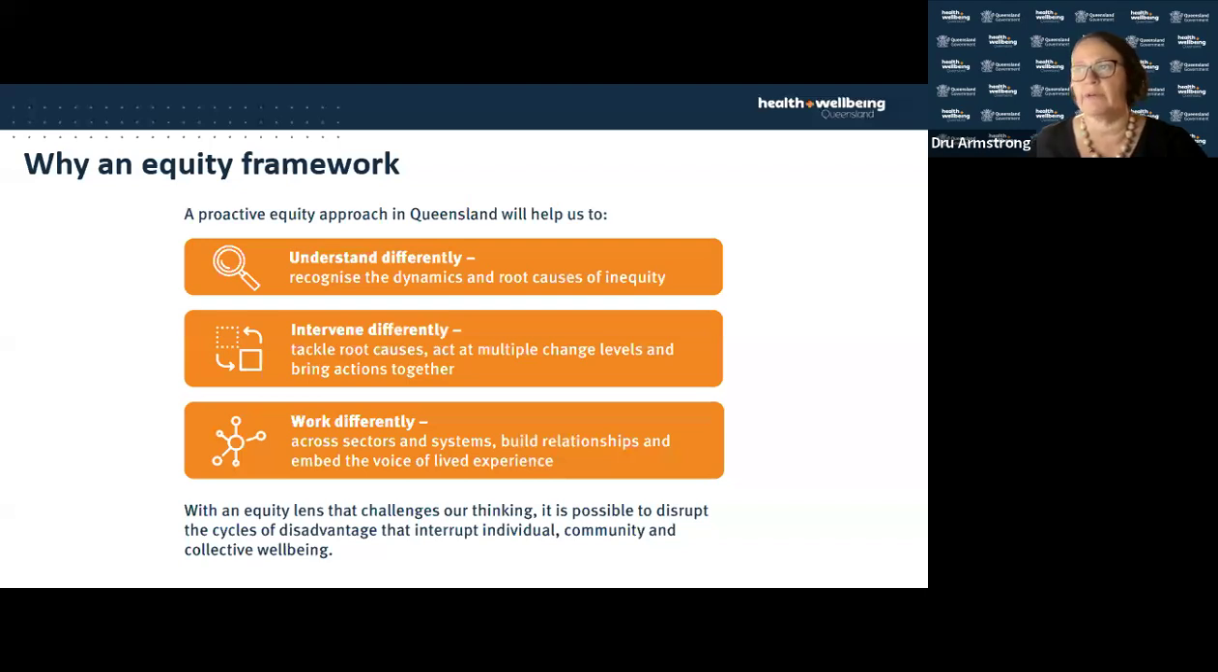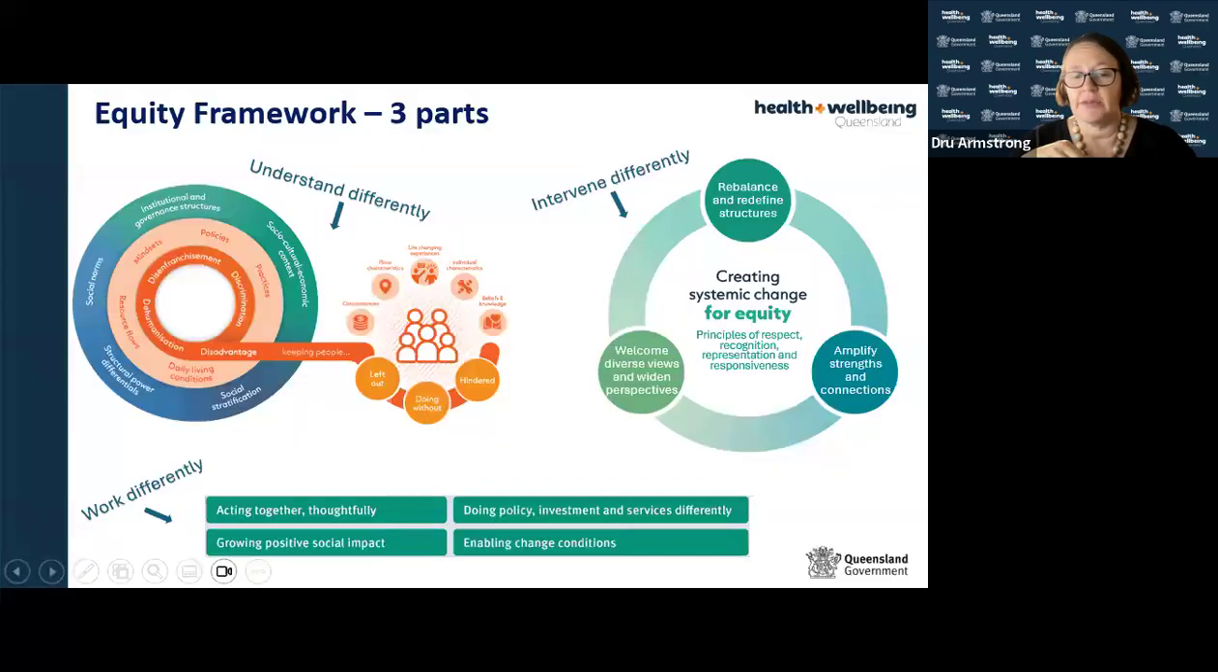And part 3 of the framework tried to get down to a bit more of that pragmatic level. Under these, there's more suggestions, but a lot of work needs to be taken to actually enable change conditions in the first place. It's about growing positive social impact and an actual want to make a difference, rather than perhaps being driven by profit or commercialism. Acting together thoughtfully, a lot about being conscious of the biases that we have and working with that, and actually doing things differently. So not overly rocket science, but nice to put it in some distinct places.